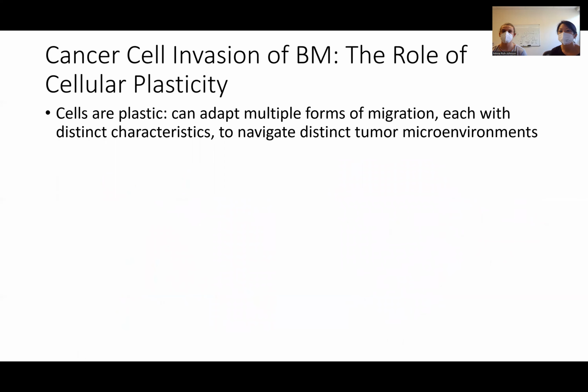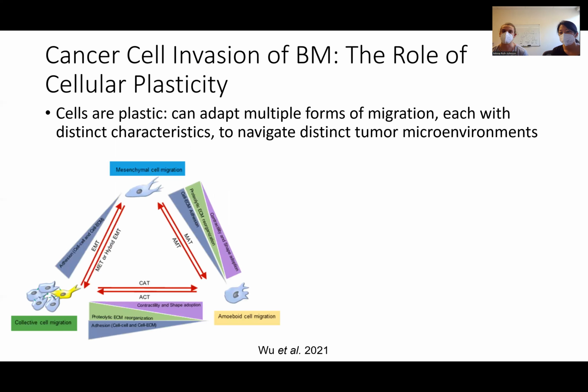And so what's kind of cool about breaching the basement membrane is that it's a great example also of cellular plasticity and the role that it plays in this process. And so cells are very plastic, and that means that they can adopt or adapt accordingly to a lot of different factors or environments around them. And a great example of this is adapting through multiple forms of migration, each with different characteristics, to navigate these microenvironments. So here we have some examples of a few different types, like amoeboid cell migration, mesenchymal cell migration, collective cell migration, and cells will transition between these different states accordingly depending on what they need to navigate their environment.